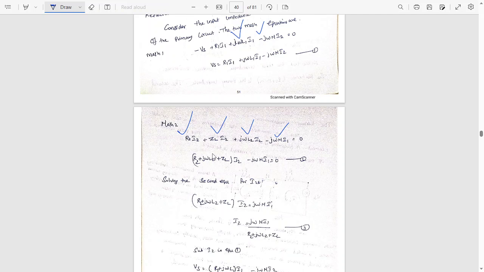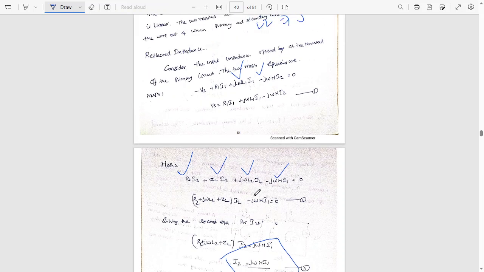Okay, I'm going to rearrange it and write I2 in terms of I1. If I write I2 in terms of I1, I'll be getting something like this: I2 equal to j omega M I1 by R2 plus j omega L2 plus ZL. Now substitute this I2 in equation number 1. This is my equation number 1. Substitute I2 in equation number 1.